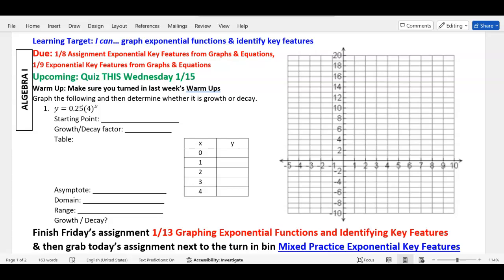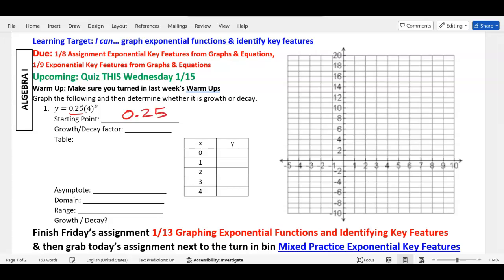Okay, so again, finishing the last two assignments from last week. Those are going in the gradebook. And quiz Wednesday.